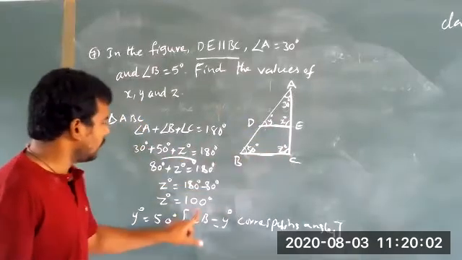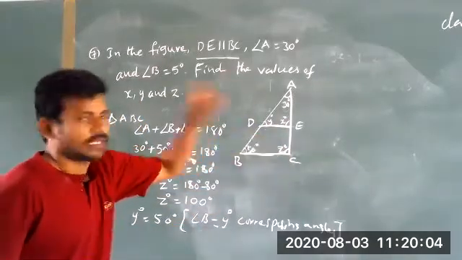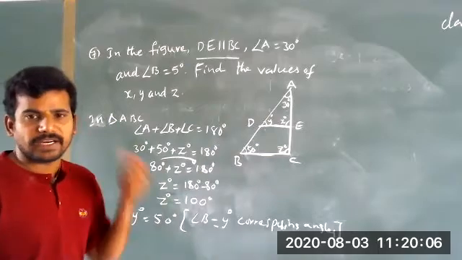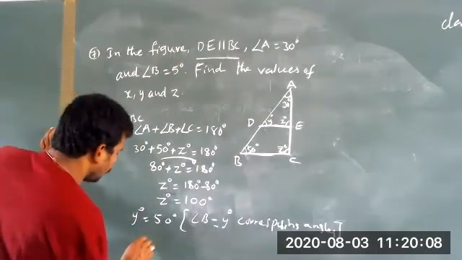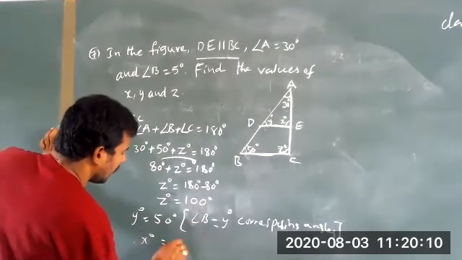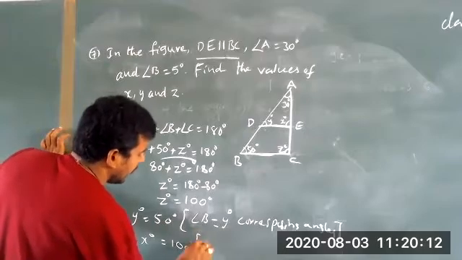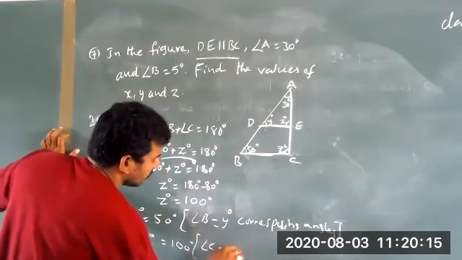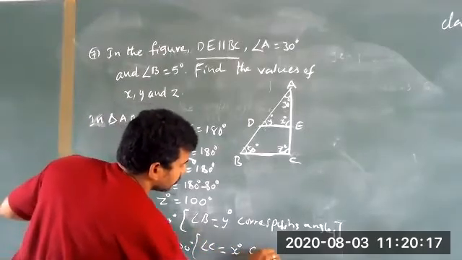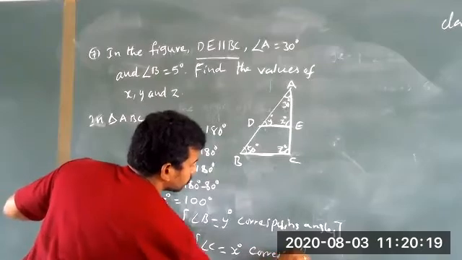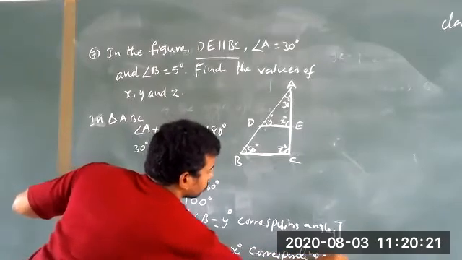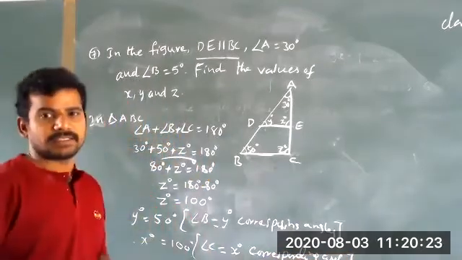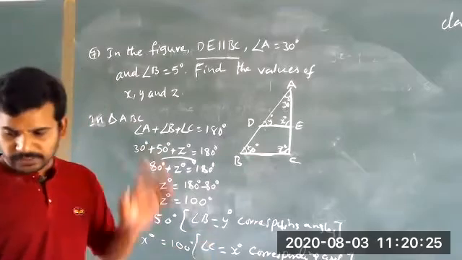So what about Z? 100 degrees. So X also 100 degrees. Why? Because both are corresponding. Therefore, X degrees equal to 100 degrees. Why? Because angle C equal to X degrees, corresponding angles. Corresponding angles. Clear, children? Good. Right.